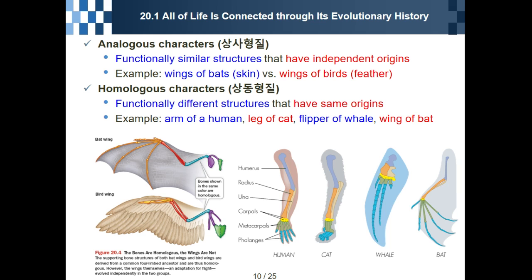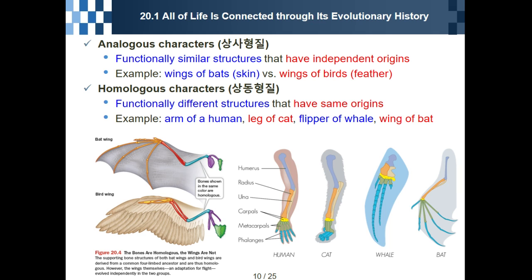So this one, we call it the analogous character. Another one, we call it a homologous character. For example, this is the human's arm. This is the cat's leg. And this is the whale's flipper. And this is the bat's wing.